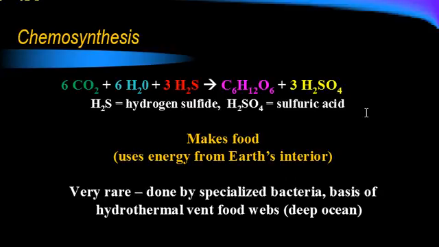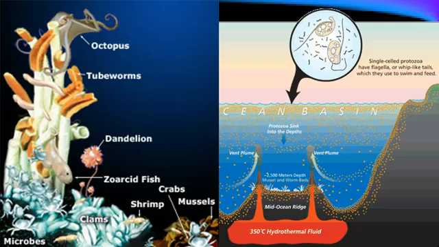It's very, very rare. And it basically happens because these specialized bacteria live actually inside of other organisms down on the seafloor in these hydrothermal vent communities in the deep ocean. And they form the basis of this food chain. There are no plants down there. There's no sunlight that will reach all the way down there.